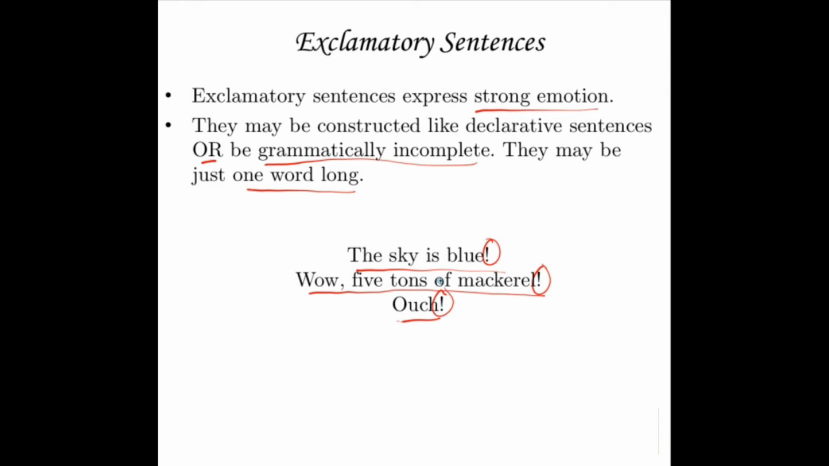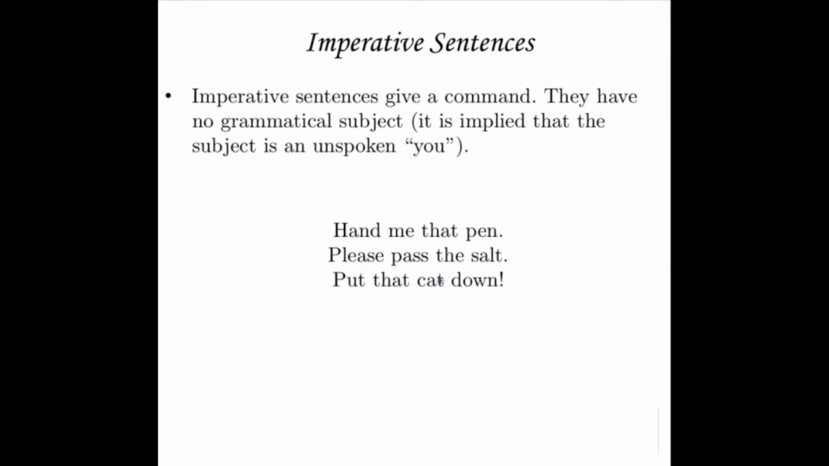All right, imperative sentences. Now, punctuation can vary a bit on these, but you need to know about them. Imperative sentences give a command or an instruction. They have no grammatical subject in the sentence. It is implied that the subject is an unspoken you. So, for example, hand me that pen. I'm instructing you to hand me a pen.